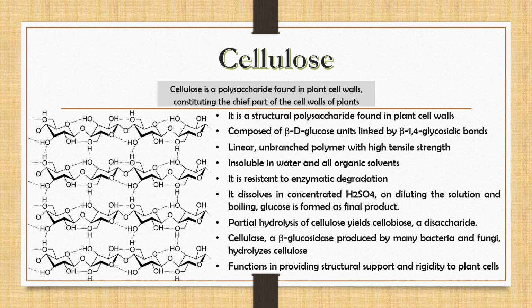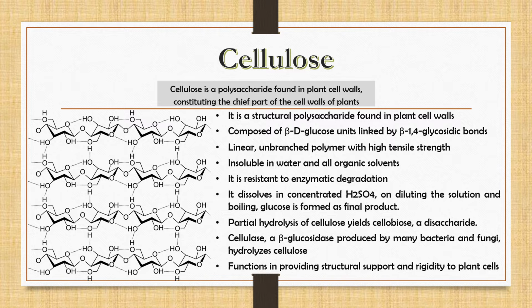Cellulose is insoluble in water and all organic solvents. It dissolves in concentrated sulfuric acid; on diluting the solution and boiling, glucose is formed as a final product. Partial hydrolysis of cellulose yields cellobiose, a disaccharide.